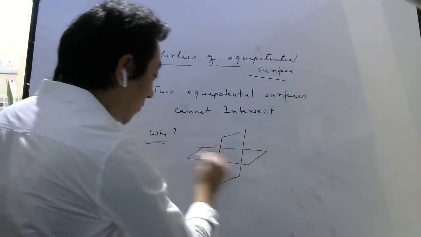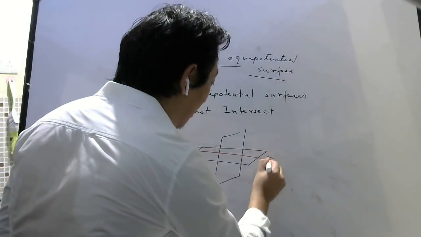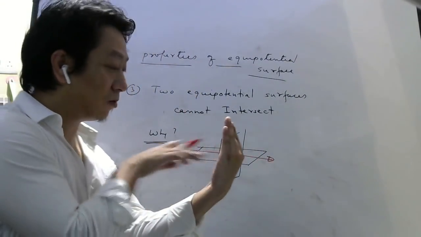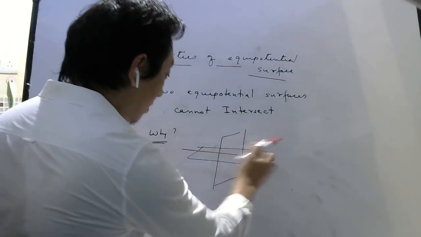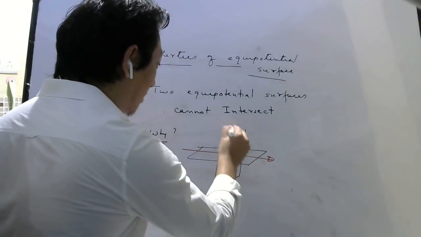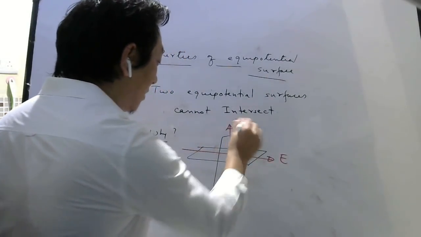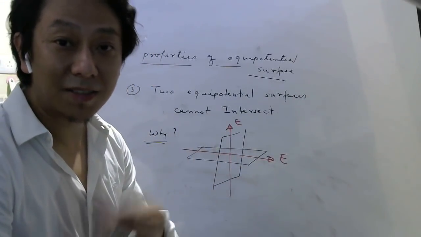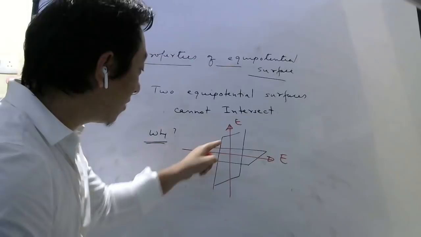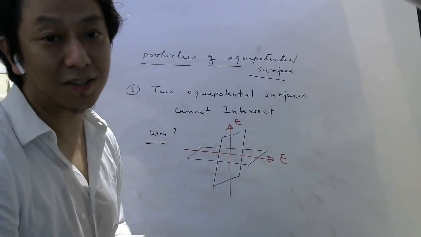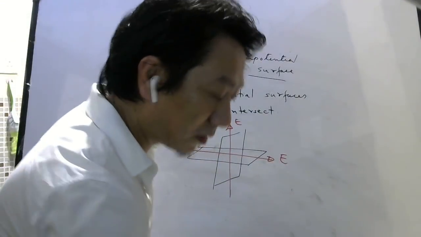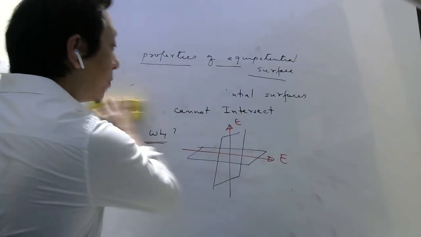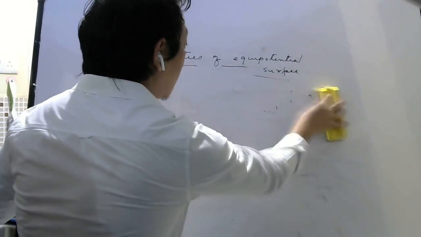So for this surface there will be one electric field line like this, perpendicular to this surface, and for this surface there will be an electric field line like this, and you can see electric field lines will intersect. But already we know electric field lines cannot intersect. That means even the surfaces should not intersect. Okay. Another property is that three properties are enough for your board exams. Another property we will do, but that we will do after doing one derivation.